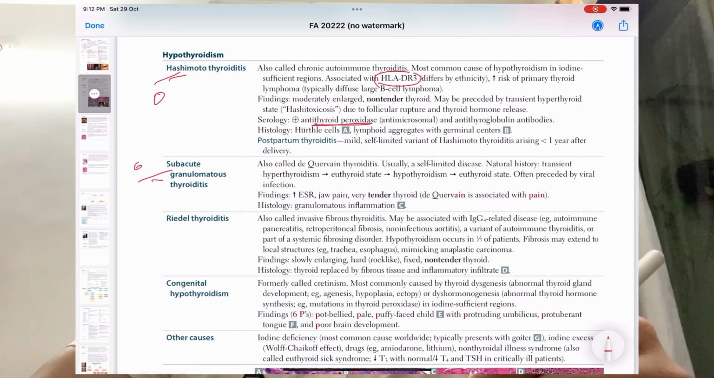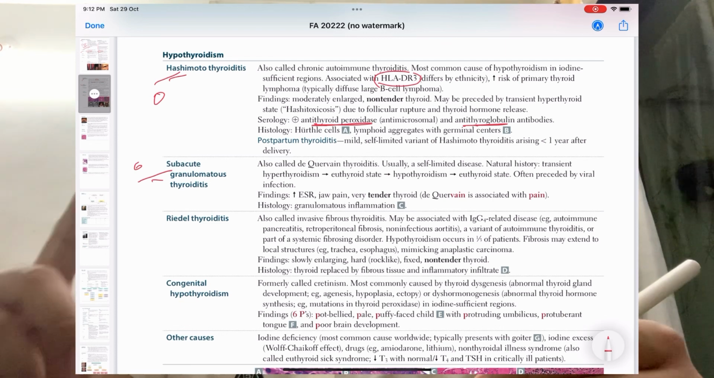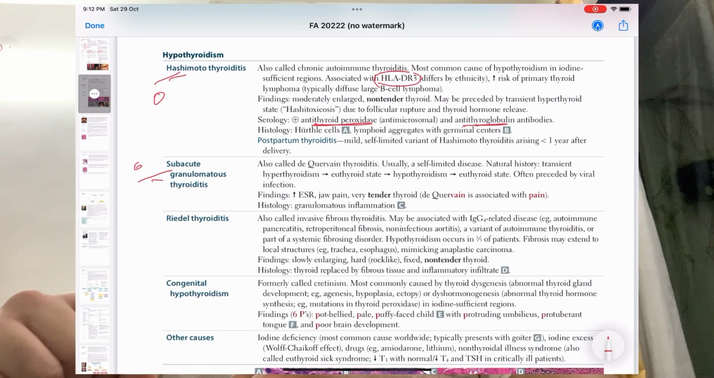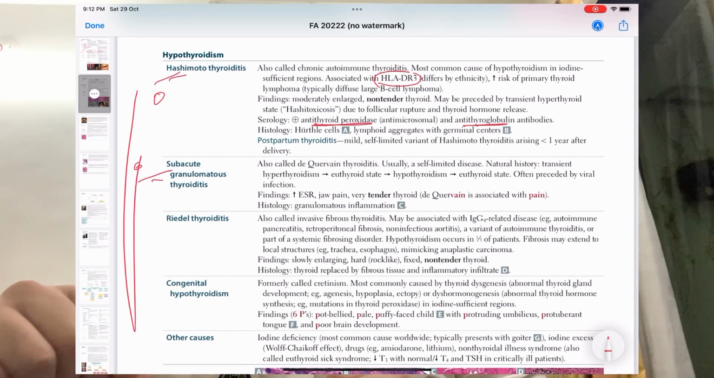They always ask for the antibody, or in the question they will give the autoantibodies, and you need to identify them. Alright, another important thing, in all those thyroiditis, you need to remember the findings and histology. Histology is very important in the Step 1 examination. That is how they test your pathology. Alright, so you need to remember the histology and findings.